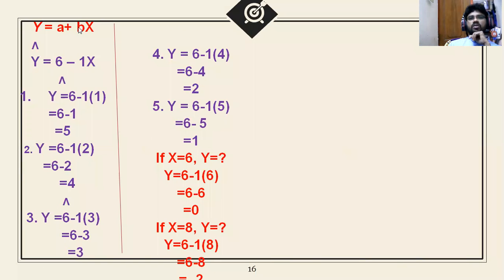So here y is equal to a plus bx. I am writing the estimated model, that is, y cap is equal to 6 minus 1x. So what is x here? Whatever x values they provided, that is the x value. Simple, you can remember: whatever x values they provide, that is x.